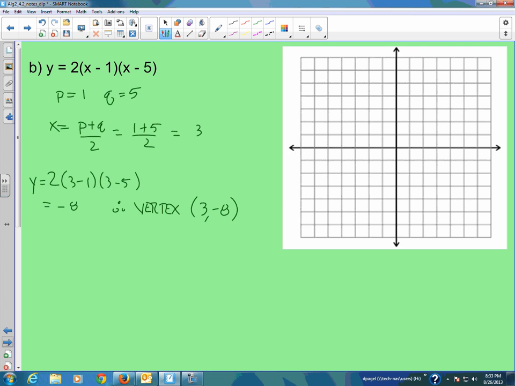All right, I'm going to go by 2's here. So I'm going to go 3. So I go 1 block, and then half a block over, and then down 2, 4, 6, 8. There's 3, negative 8. I'm going to go find my y-intercept. Why not? Make x equal 0 again. So y would equal 2, 0 minus 1.